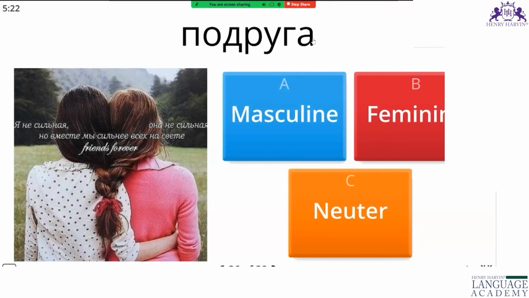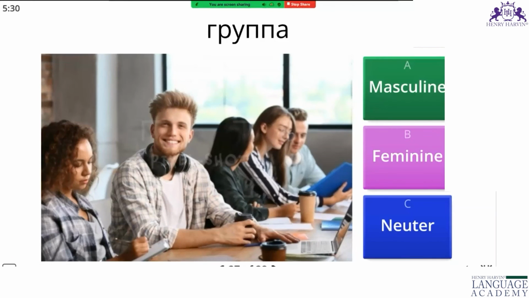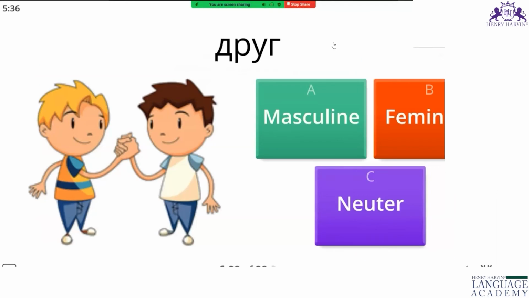Vishal. Podruga, feminine. Ending A we have. Padma Priya. Gruppa, feminine. Ending A. Vera. Vera. Ruchka. Masculine. Yes, that's right. That's right.